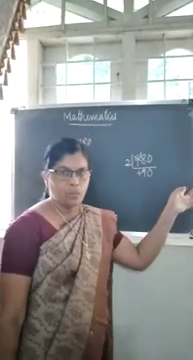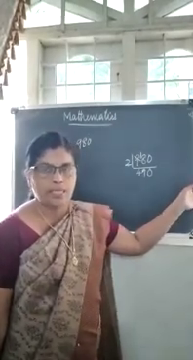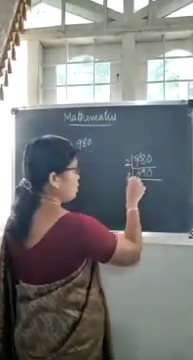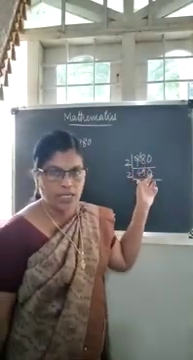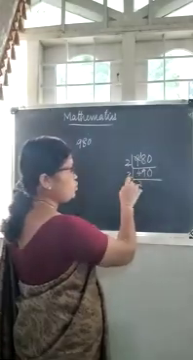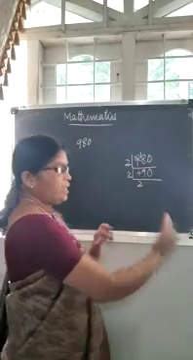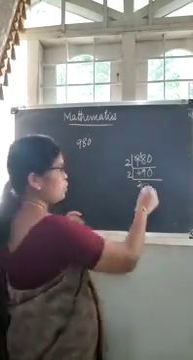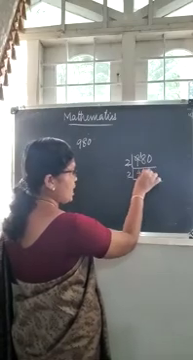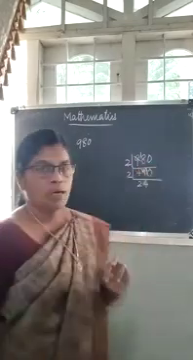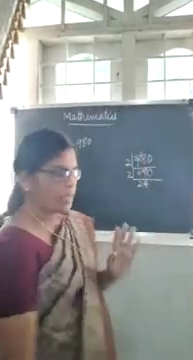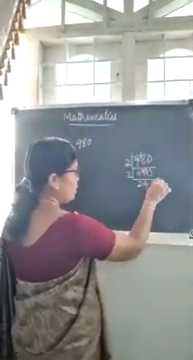Again we can divide by 2 because in the ones place there is 0, no? So we can divide by 2. Take 2. Then in 4, how many 2's are there? 2 2's are 4. That is completed. By 2 we can divide 4. Then 9, 8, 2, 4 2's are 8. 1 is remaining. Now 10. In 10, how many 2's? 5 2's are 10.